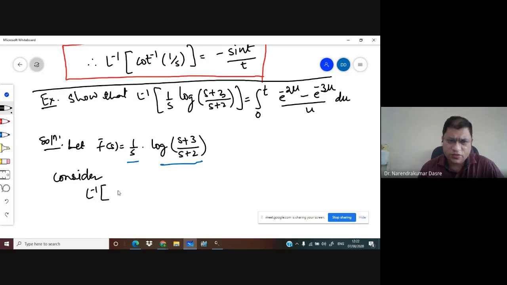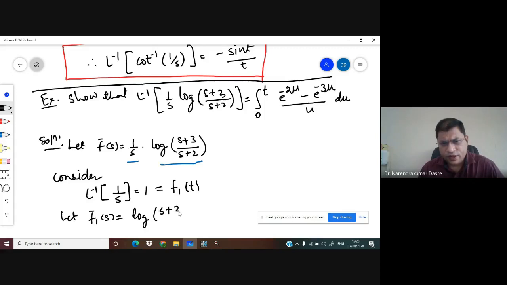So consider the Laplace inverse of the first function. It is going to be 1, and that is going to be f1 of t. Now the Laplace inverse of the second function. The second function is going to be this log. So this is easy. Let f2 bar of s be equal to log of (s plus 3) upon (s plus 2).